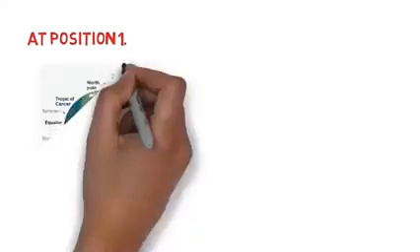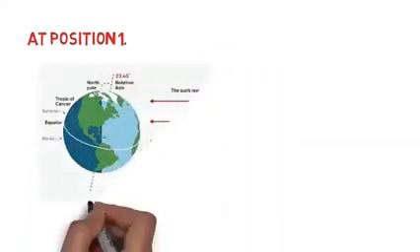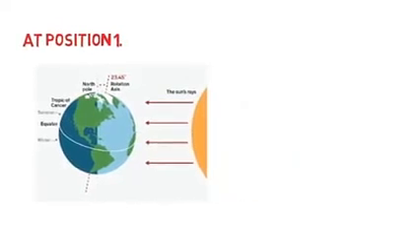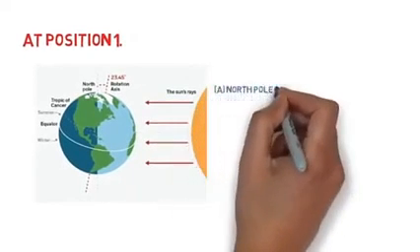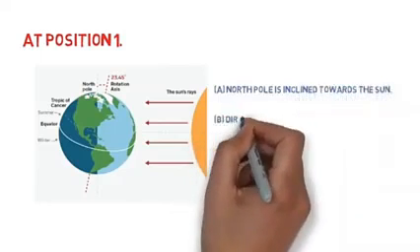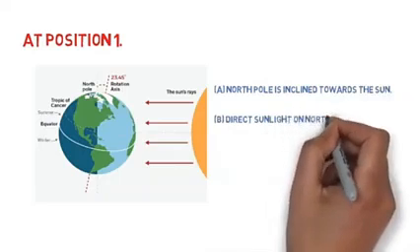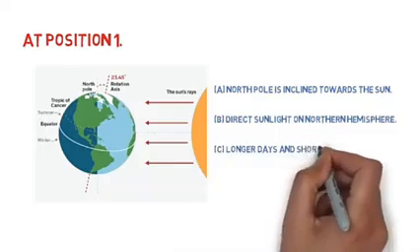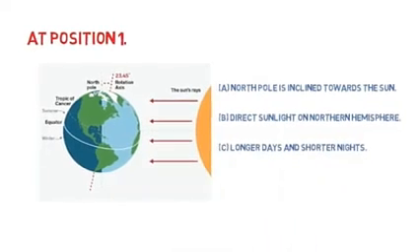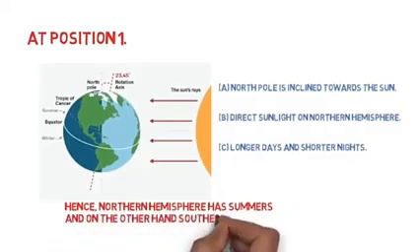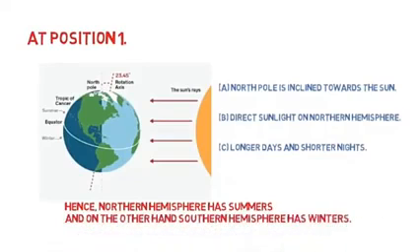Let's talk about position 1. As we know that the Earth revolves around the Sun, and at one point the North Pole is inclined towards the Sun. Hence, the Northern Hemisphere receives more direct sunlight and has longer days and shorter nights, which means summer, which is going on right now. Therefore, Northern Hemisphere has summer and on the other hand, Southern Hemisphere has winters.